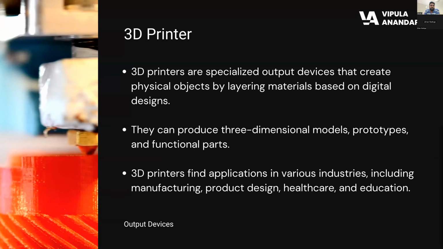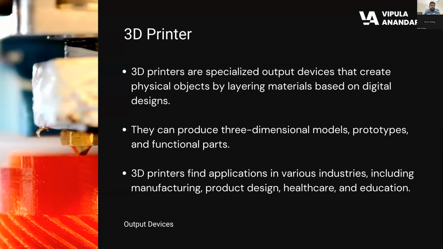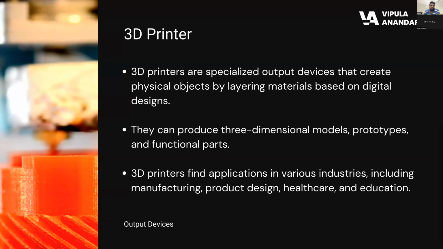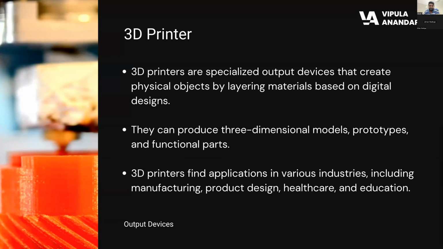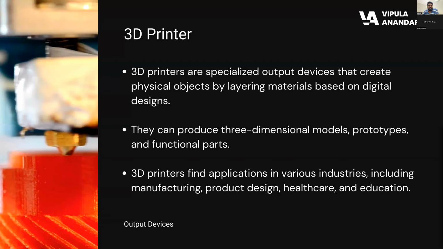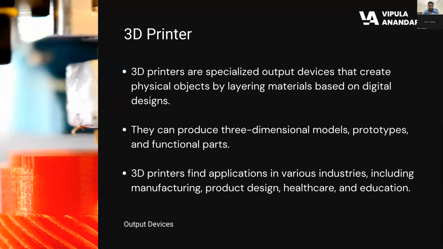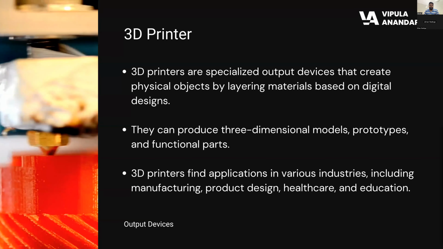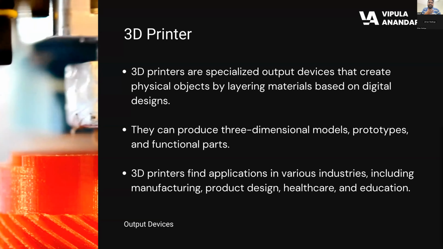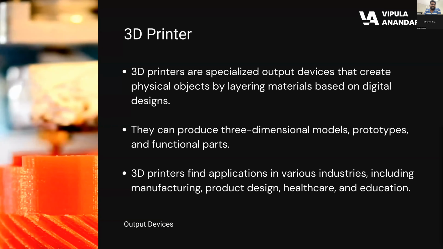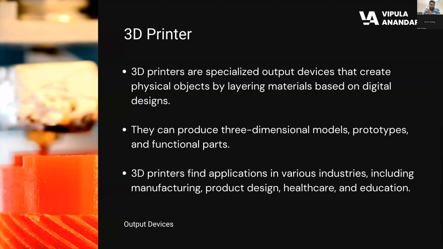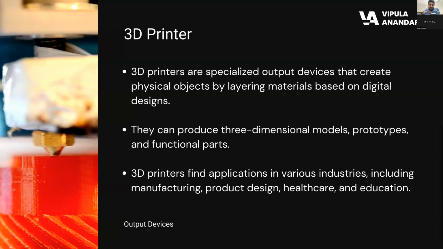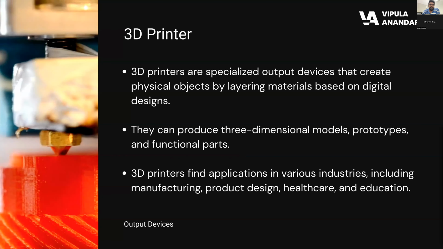So it can literally produce three-dimensional models, prototypes, and functional parts. It finds applications in various industries, including manufacturing, product design, healthcare, and education. Recently, somebody started printing human organs as well. So there will be some time where we will be able to get our body parts printed as well. This is something which is being experimented and explored very widely.